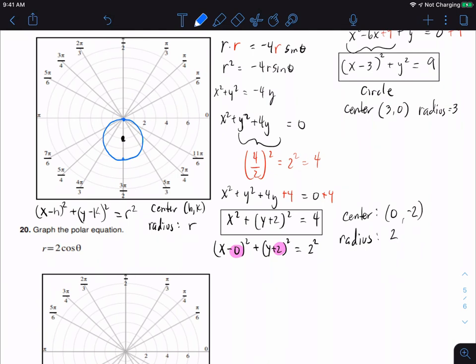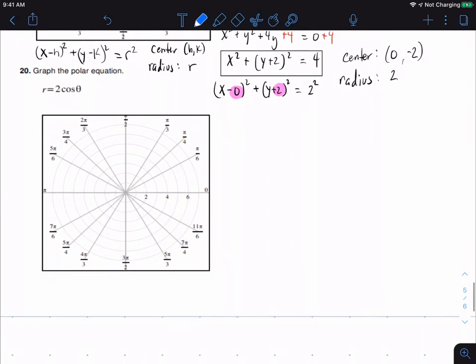Are we okay with that? I just want to make sure that you guys feel comfortable with it. Okay. So, why don't you guys try number 20?